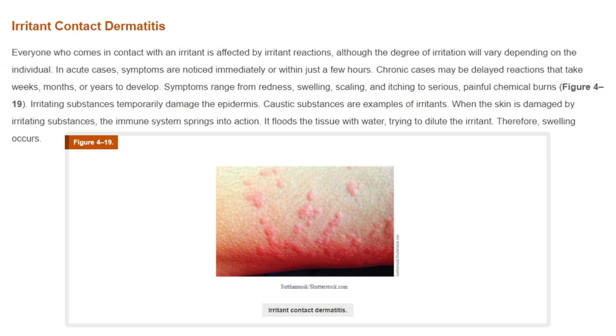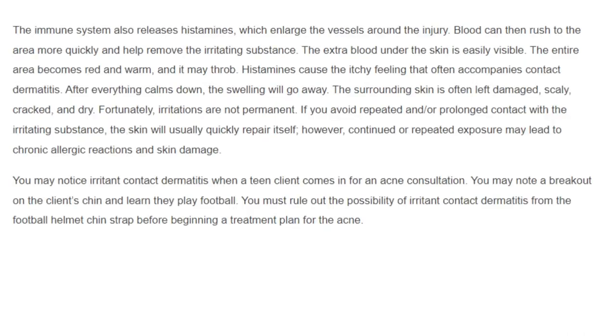Irritating substances temporarily damage the epidermis. Caustic substances are examples of irritants. When the skin is damaged by irritating substances, the immune system springs into action. It floods the tissue with water, trying to dilute the irritant. Therefore, swelling occurs. The immune system also releases histamines, which enlarge the vessels around the injury. Blood can then rush to the area more quickly and help remove the irritating substance.